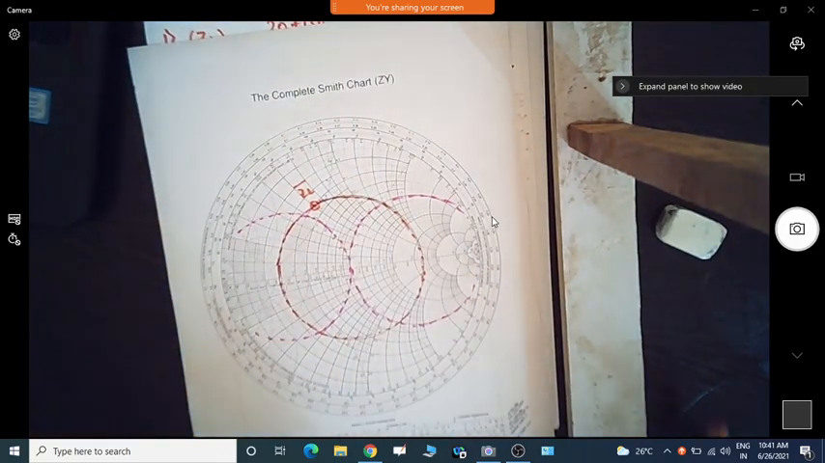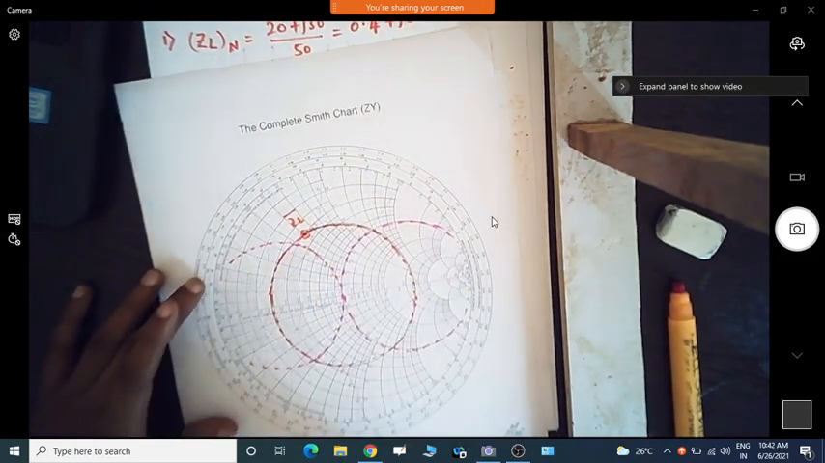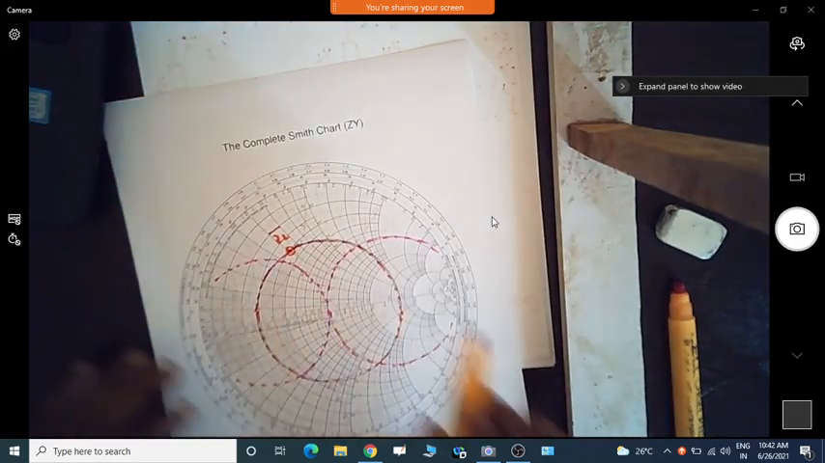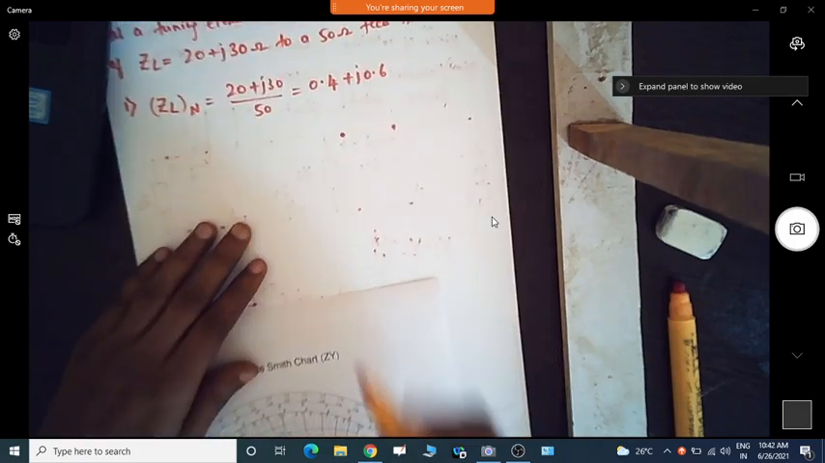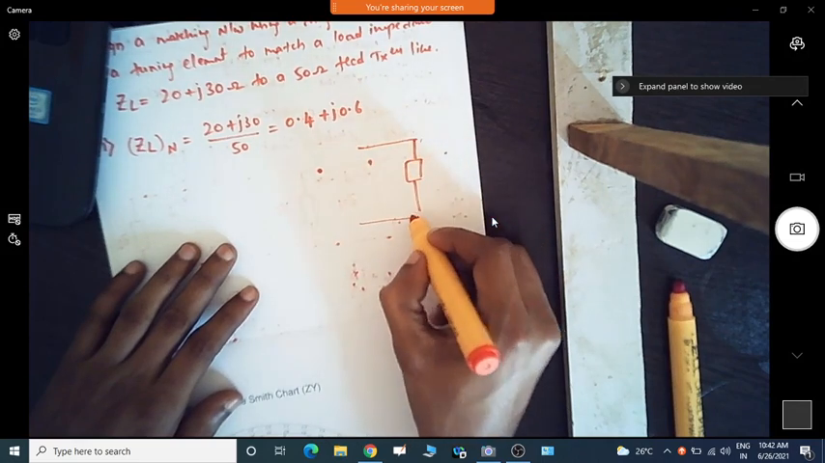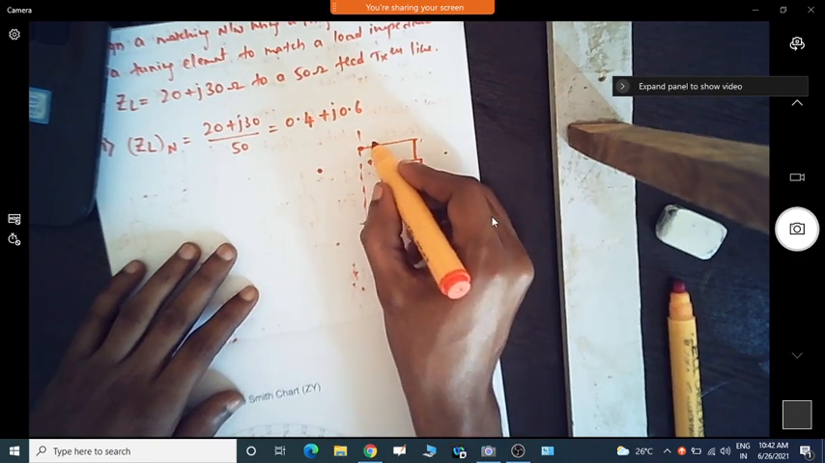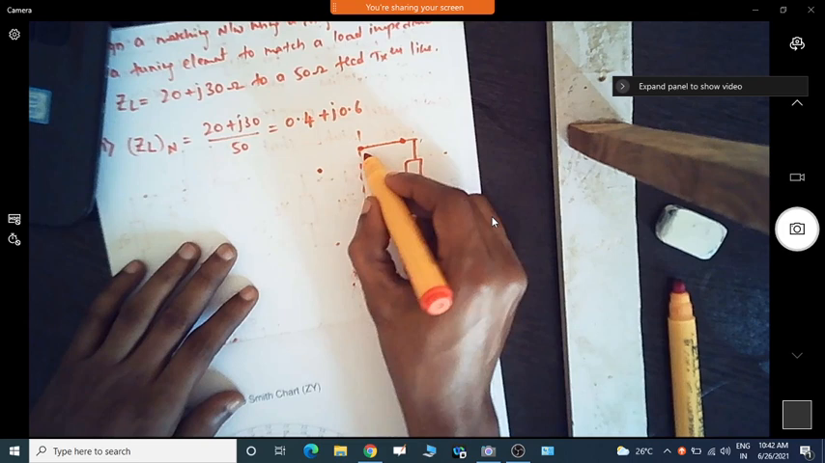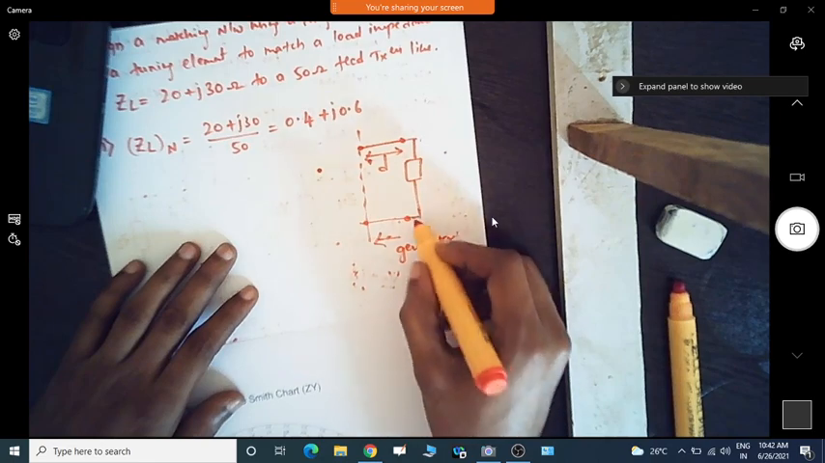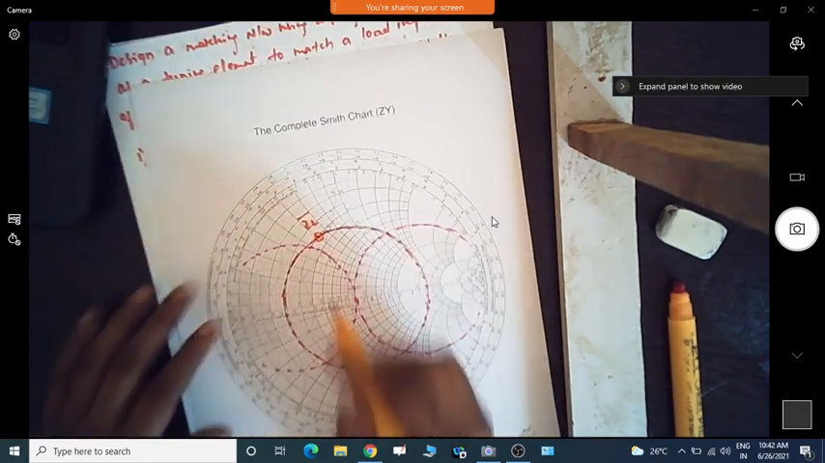First we need to move a distance from the load in order to arrive at the unity conductance circle or unity resistance circle. So always we need to move towards the generator, because we are at the load point. To get the point on the unity resistance circle or unity conductance circle, from the load point we need to move a distance d towards the generator. Always keep in mind, it should be towards the generator. So here the point is this one.